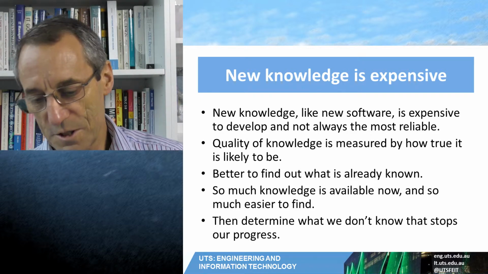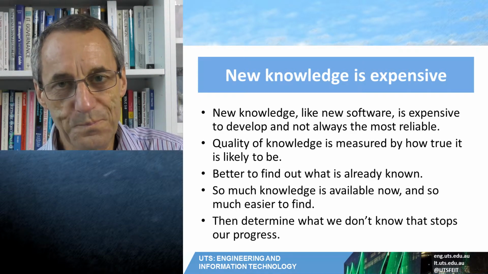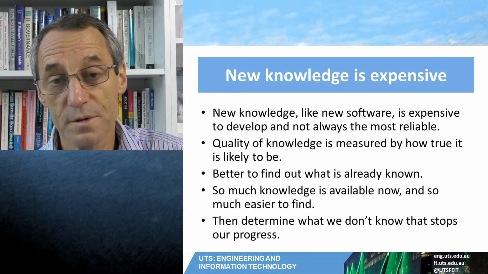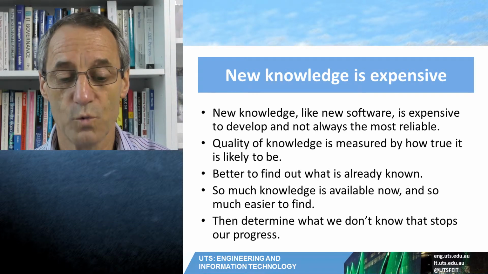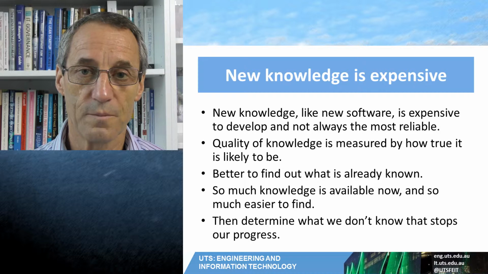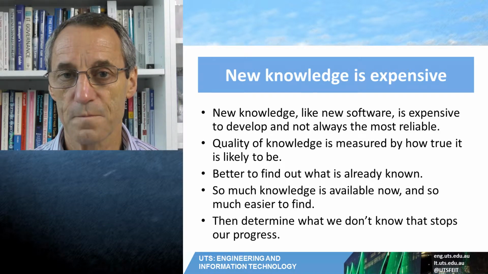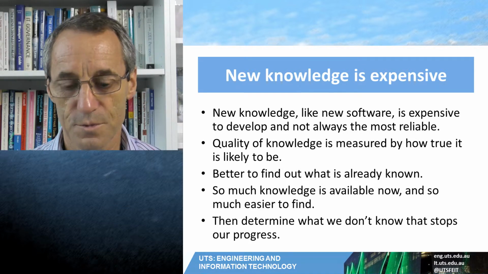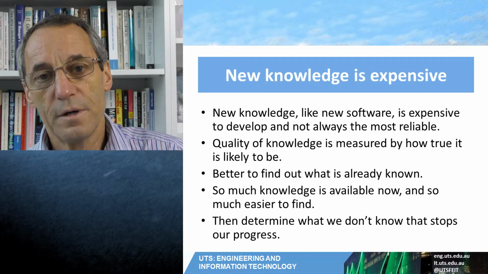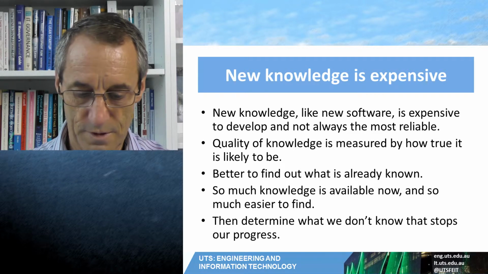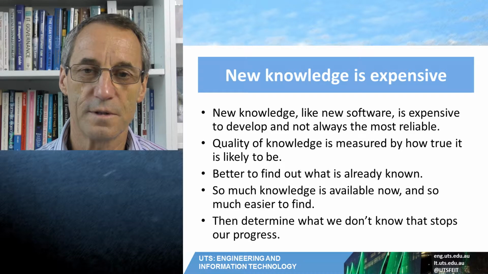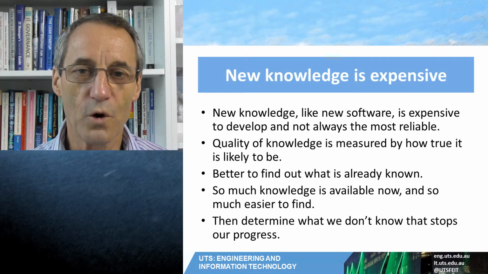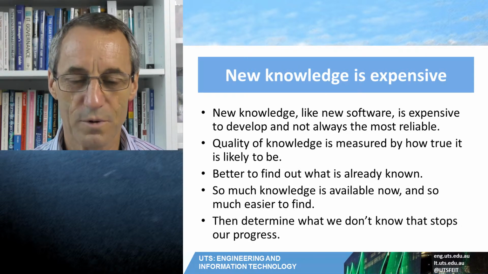The quality of the knowledge is measured by how true it's likely to be. Now, it can be proven reasonably true by repeated use and found that it in fact works, or it can be found to be true by critical reasoning and the burden, the amount of evidence to support it. So you really are better to find out what's already known, and with so much knowledge now, that is not that hard. All right? Then we determine what we don't know that stops us making progress.